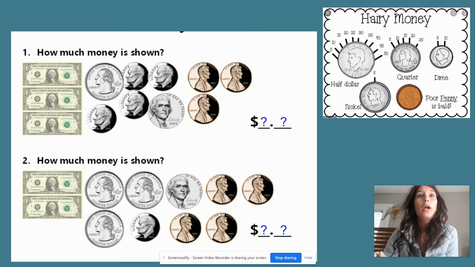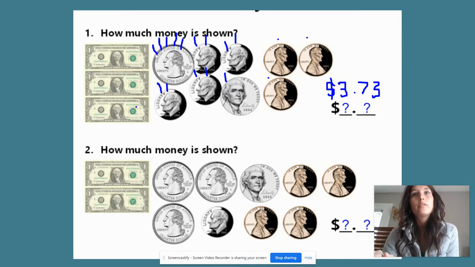So when we're counting money, we have 25 cents, 10 cents, 10 cents, 10 cents, 10 cents, 5 cents, 1 cent, 1 cent, 1 cent, and three $1 bills. So how do I count this money? My quarter is 5, 10, 15, 20, 25. And then my dimes, 5, 10, 5, 10, 5, 10, 5, 10, 5, and dot, dot, dot for my ones.